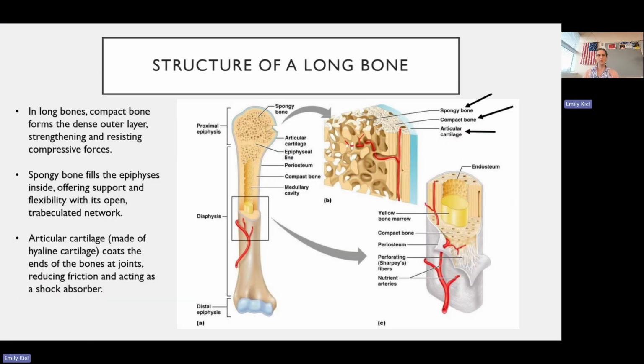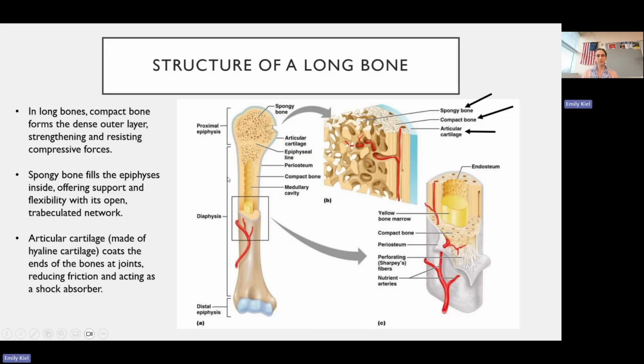So a long bone, let's think about the bones of like our femur or our humerus. We've got compact bone as the dense outer layer that strengthens and resists compressive forces. And then spongy bone is in the epiphysis in the end, and it's offering support and flexibility with that open network. And then you have articular cartilage made of our hyaline cartilage that's at the end of the bones at the joints, and it's reducing friction and acting as a shock absorber.